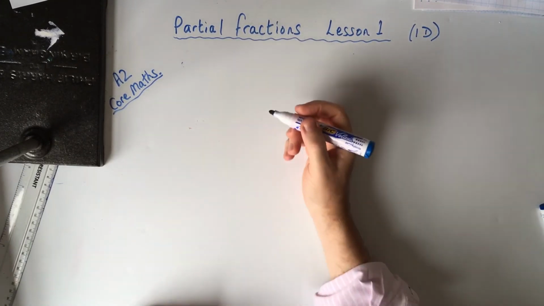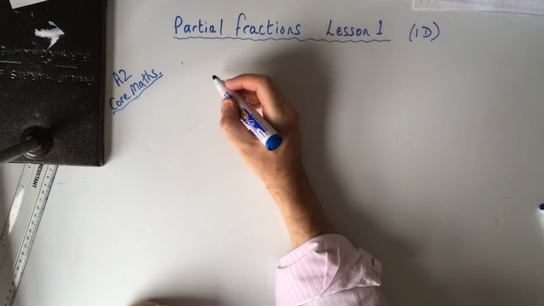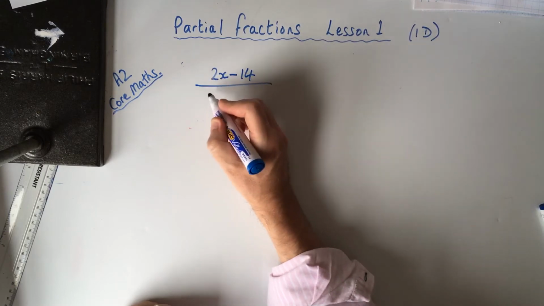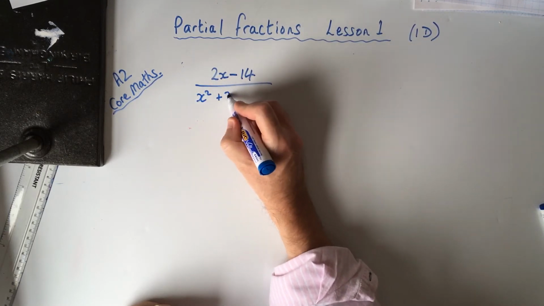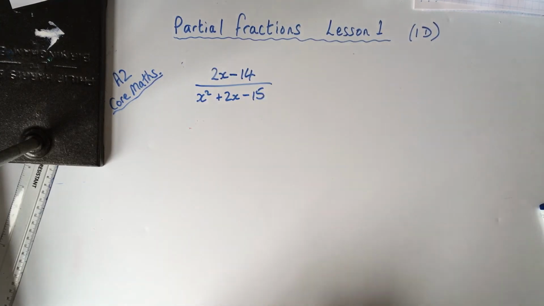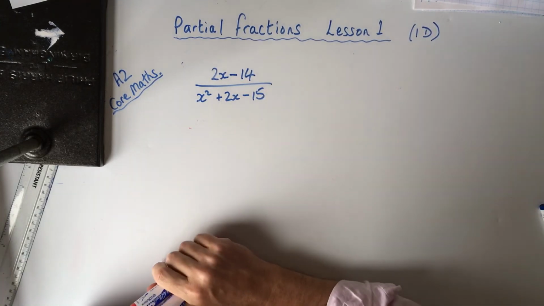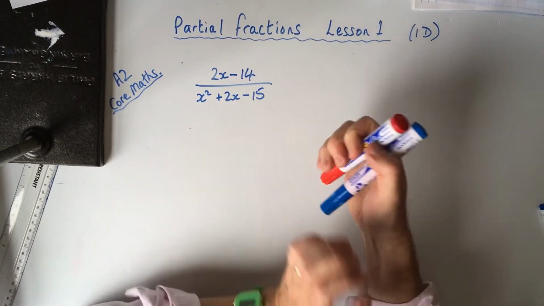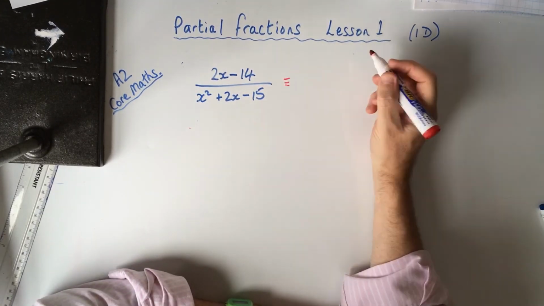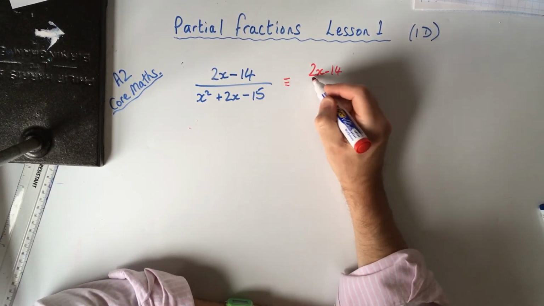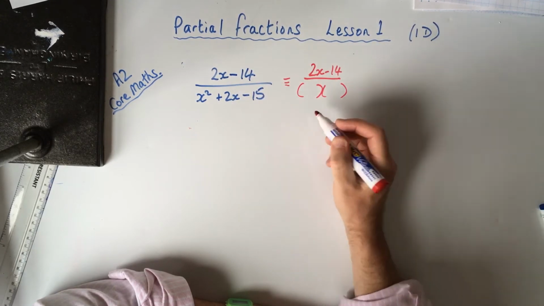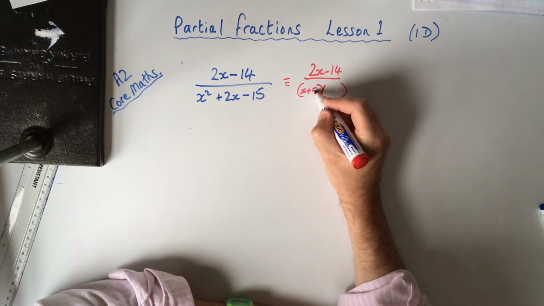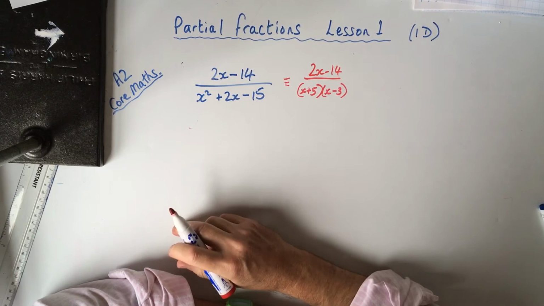Okay, you can get ones like, let's say, (2x minus 14) over (x squared plus 2x minus 15). So this is just the same as the first one, but you can see the bottom bit here isn't factorised. Let's factorise this bottom bit first and get our two factors. So what are 15? It's going to be 5 and 3, isn't it? So it's going to be x plus 5 and x minus 3. So those are our factors.